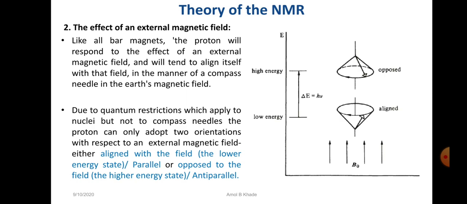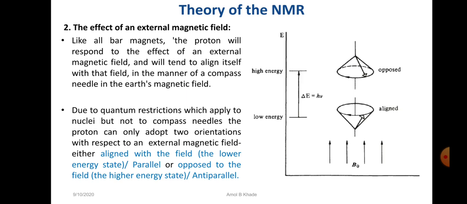Now the second point is how this nucleus will behave under the influence of an external magnetic field. In the first point we have seen that any spinning nucleus with charge will generate its own magnetic field, which is called an induced magnetic field. Now when we expose these nuclei to an external magnetic field, how will these nuclei behave?